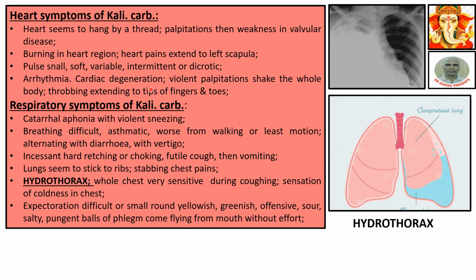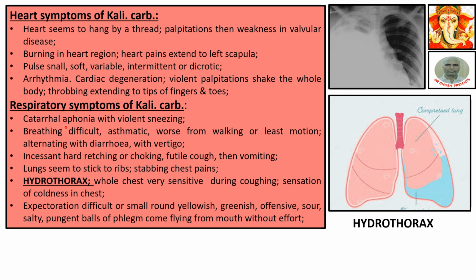Arrhythmia, cardiac degeneration, violent palpitations shake the whole body, throbbing extending to tips of fingers and toes. This is a very important symptom. Throbbing is generally seen all over the body, but not to the tip of the fingers and toes. In case of Kali carb, it is seen.